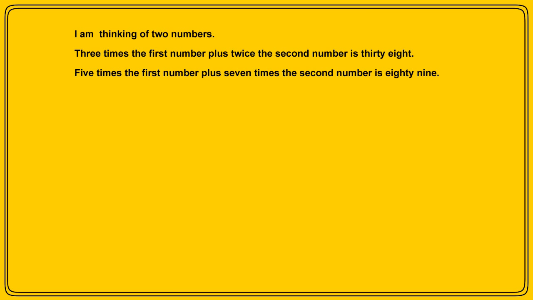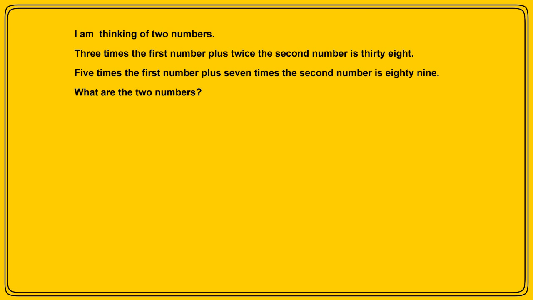I'm thinking of two numbers. 3 times the first number plus twice the second number is 38. 5 times the first number plus 7 times the second number is 89. What are the two numbers?